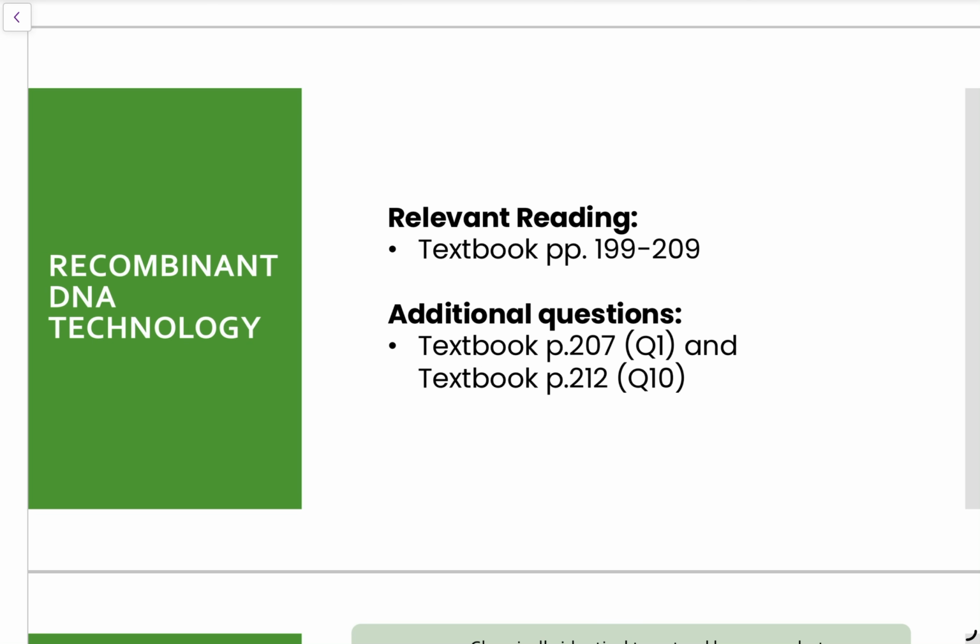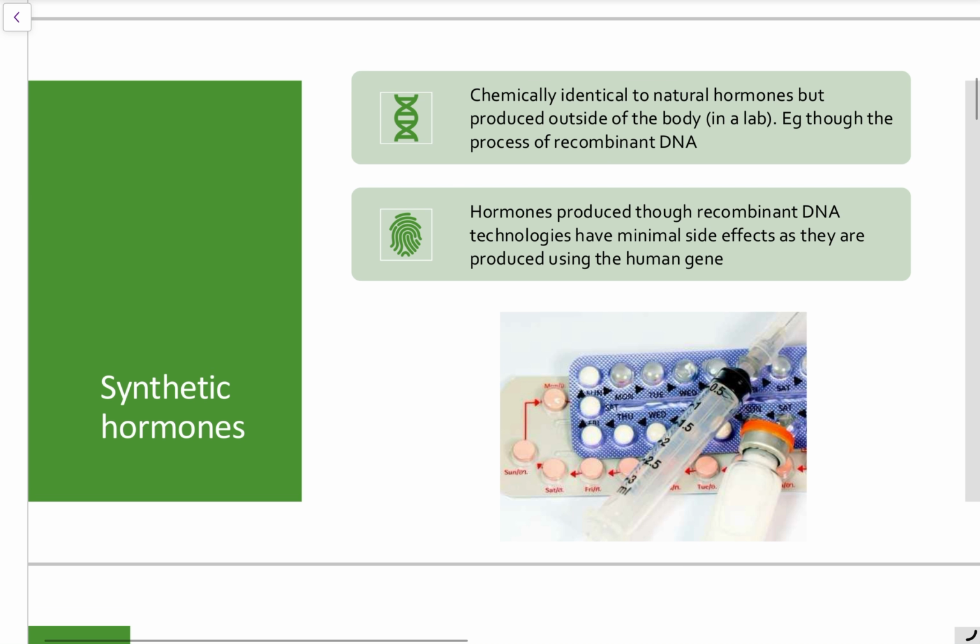In this lesson, we're going to jump through some of the steps and the purpose behind the use of recombinant DNA technology. So before we can really get into recombinant DNA technology, we need to unpack this idea of a synthetic hormone. So generally speaking, these are chemicals or hormones which are identical to the natural hormones, but instead of being produced by the body, they've been produced outside the body, aka they've been produced in a lab.